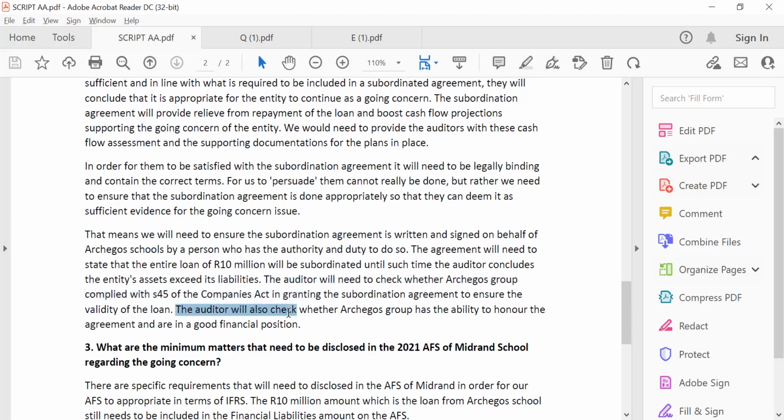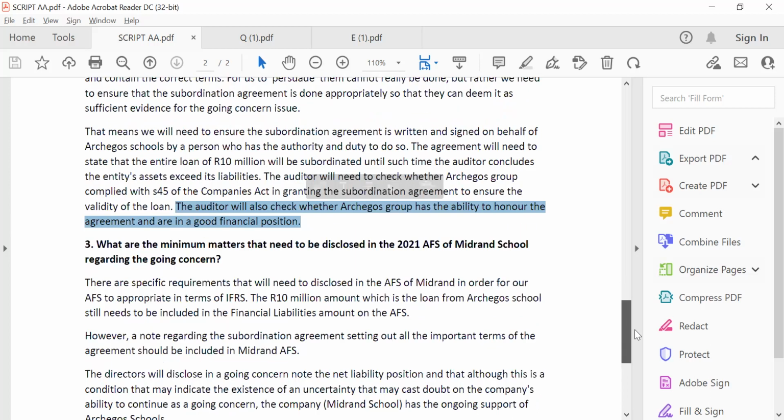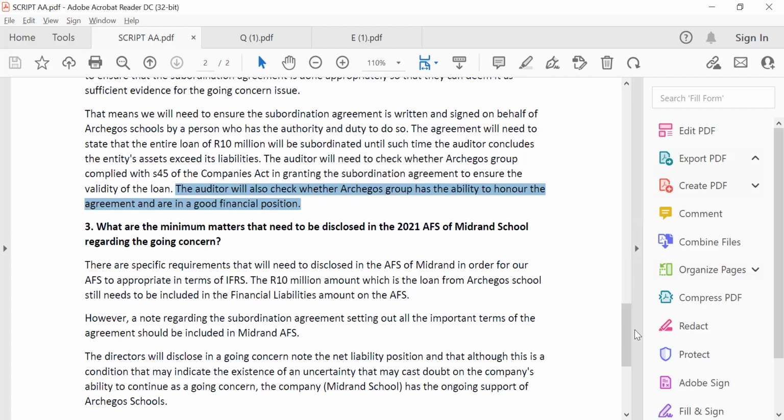It says the auditor will also check whether Articles Group has the ability to honor the agreement and they are in a good financial position themselves. So that becomes really key in the assessment of Section 45. So here, what the candidate has done is provide discussion of what would constitute good evidence to persuade the auditors over and above the minimum requirements. They've gone on to give additional discussion and insight on this particular matter, which is really good.